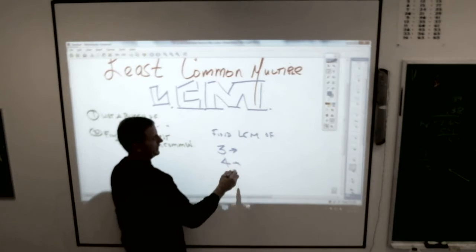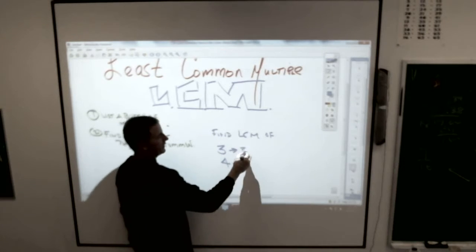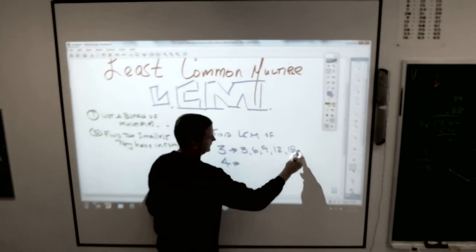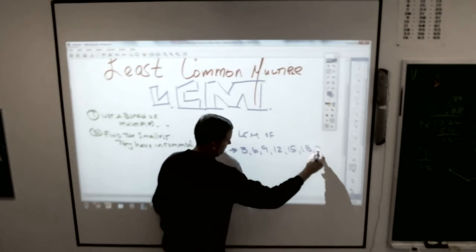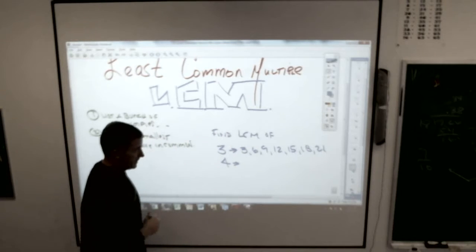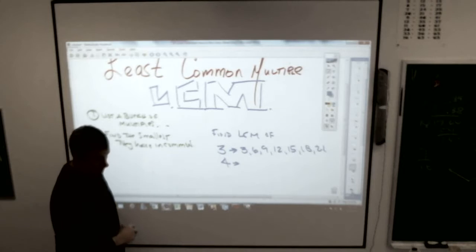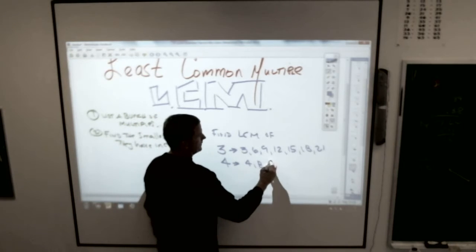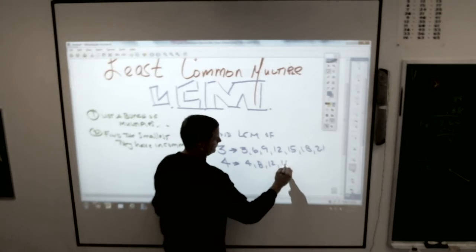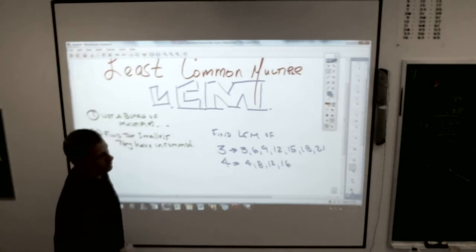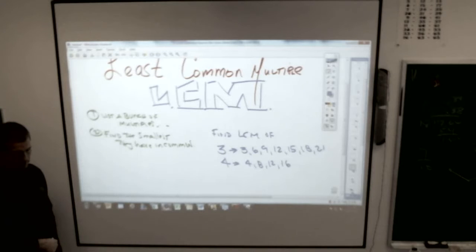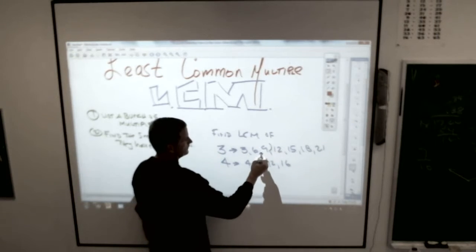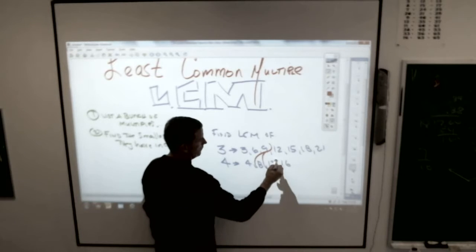Multiples are counting by. So multiples of 3 are 3, 6, 9, 12, 15, 18, 21, and so on. Multiples of 4 would be 4, 8, 12, and really I can stop there. Why? Because I'm looking for the smallest one they have in common. I've already found it. What do they have in common here? 12.